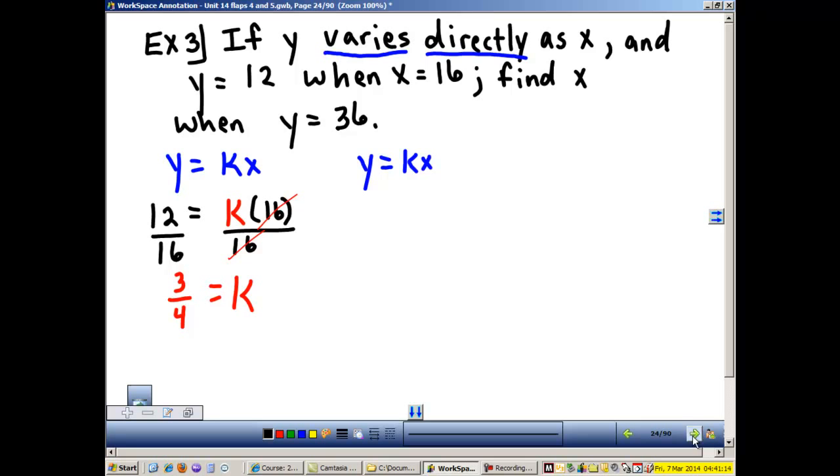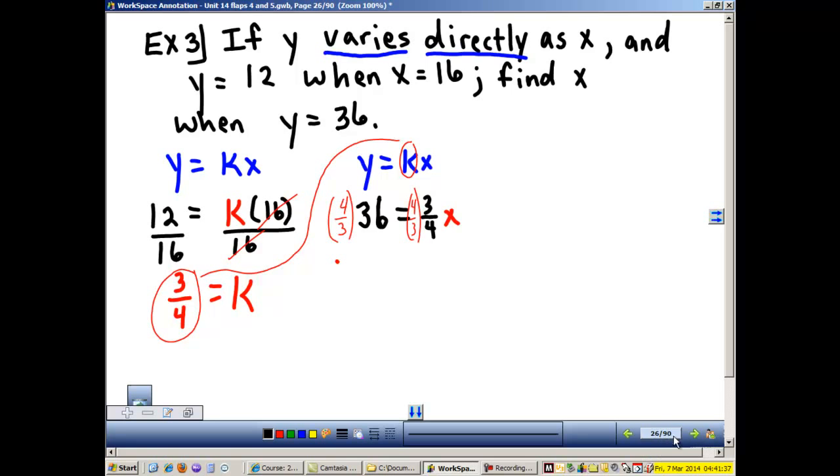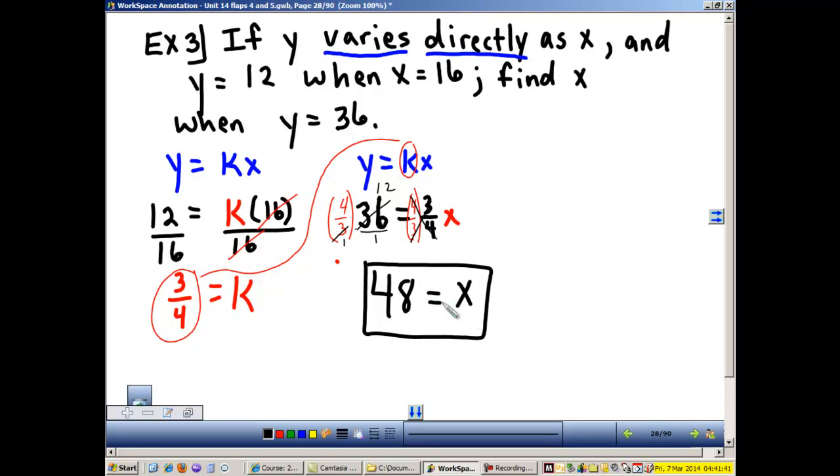Now we plug 3/4 into k. And we also plug 36 in for y. And again, I have this tricky number in front of x, and all I have to do is multiply both sides by the reciprocal to get rid of it. Multiply both sides by 4 over 3 will give me x equals 48. To do this, I've simplified. 3 goes into 3 one time, 3 goes into 36 12, and then I can multiply across my fraction. 4 times 12 is 48.